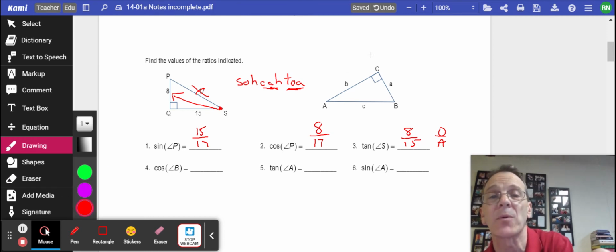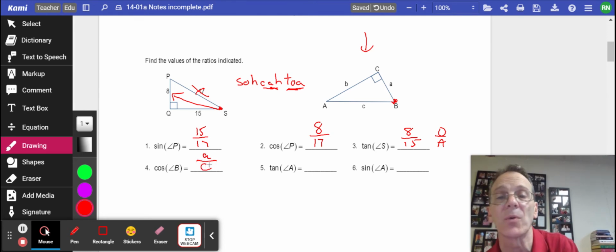Cosine of angle B. Now we're talking about this triangle over here. What is adjacent to angle B? It's the side whose length is given to be lowercase a, divided by the hypotenuse, which is given to be lowercase c.